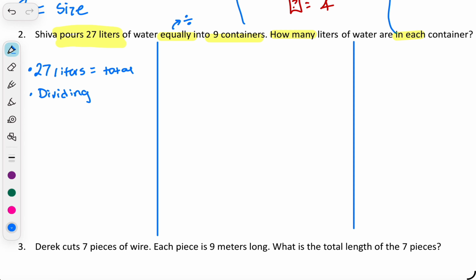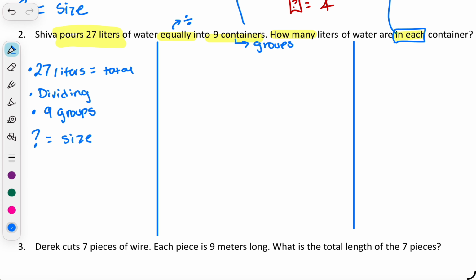And then this word 9 containers also mean 9's what? Groups. So now that we know this is 9 groups, we can already identify that we'll have 9 groups. And then we're looking for the number in each. So that means our question mark will be our size. Okay, so now that we've identified the reading portion of our model, let's go ahead and get into the equation using the unknown box as well as the model.